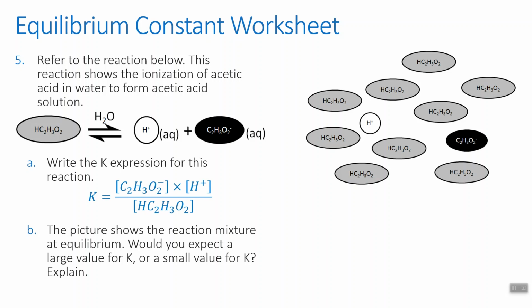Now for B, the picture shows the reaction mixture at equilibrium. Do we expect a big K or a small K? So look at this picture, and what do we have more of? Do we have more reactants or do we have more products? So we have a lot more reactants. So we expect a small K value because that mixture is mostly reactants, very few products.